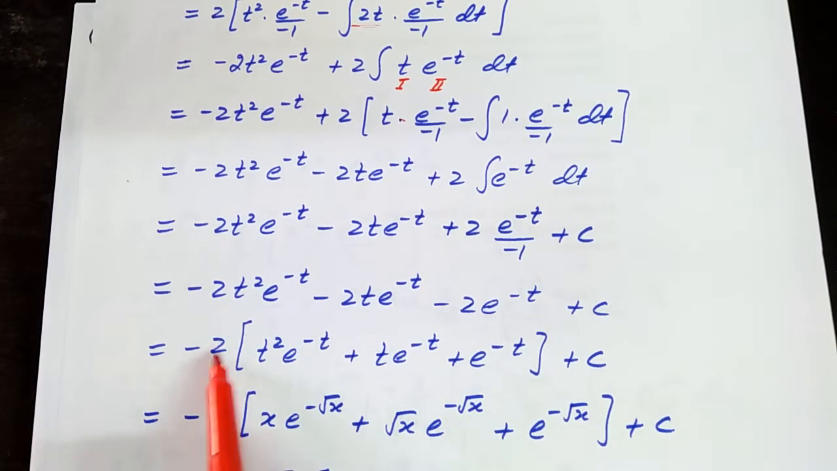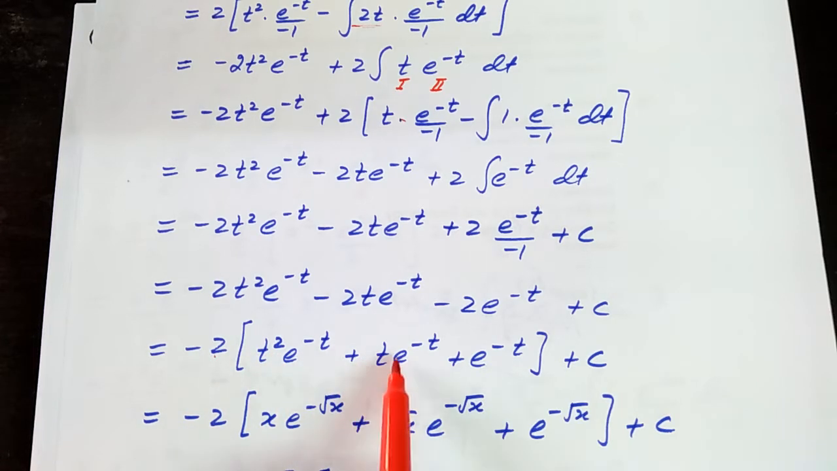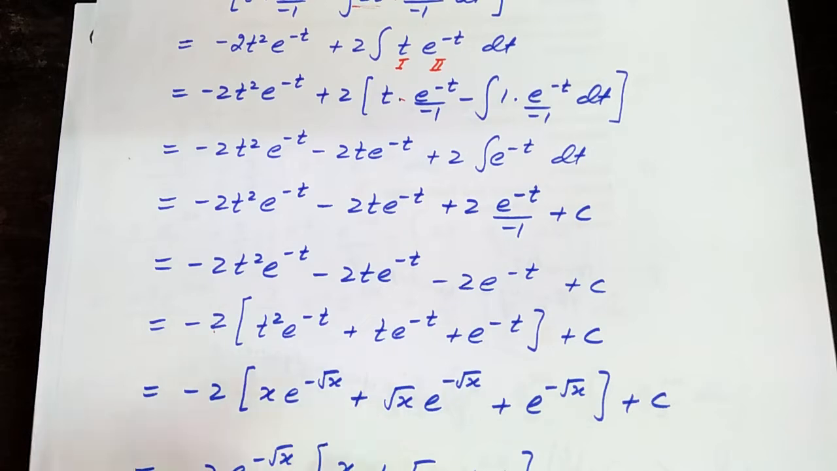Now I can take minus 2 common out of this whole thing. We'll get t square e raised to power minus t plus t e raised to power minus t plus e raised to power minus t and plus constant of integration.